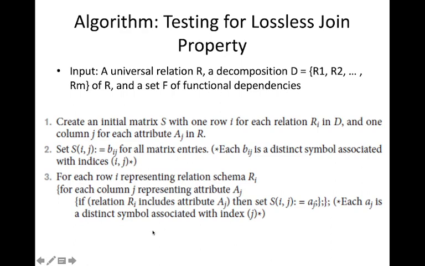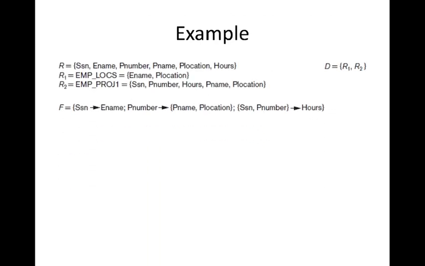Before going into this algorithm, we will start with an example, then you will understand. So we have a universal relation R with attributes such as E name and SSN. We have two decompositions, EMP_LOCS and EMP_PROJ1. We have already seen this example: EMP_LOCS is E name and P location, and EMP_PROJ1 is SSN, P number, hours. This is the input that is there, and the functional dependencies are also known.